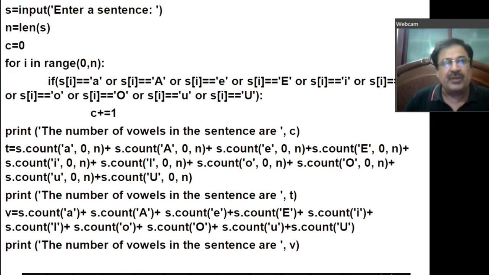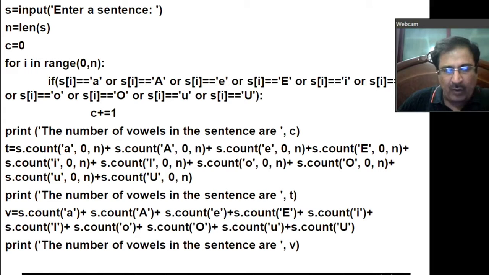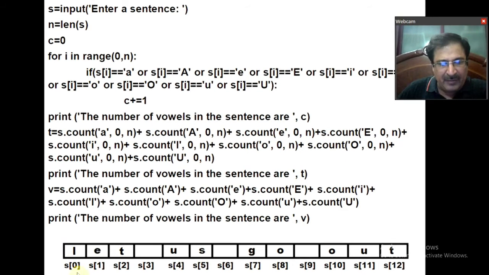This program is counting the number of vowels in a sentence. So it is asking the user to enter a sentence. To make the program simple, I'll just enter a sentence, let us go out, which will be assigned to the variable s, and obviously it will be assigned at its respective index location. L will be assigned to s[0], e will be assigned to s[1] and so on.